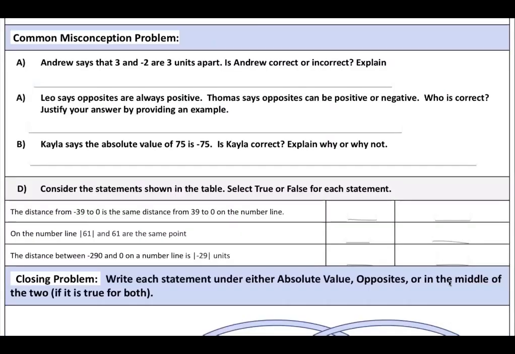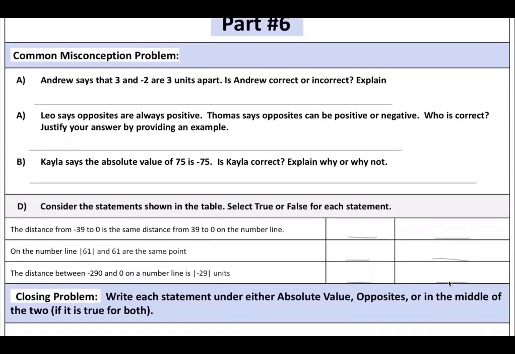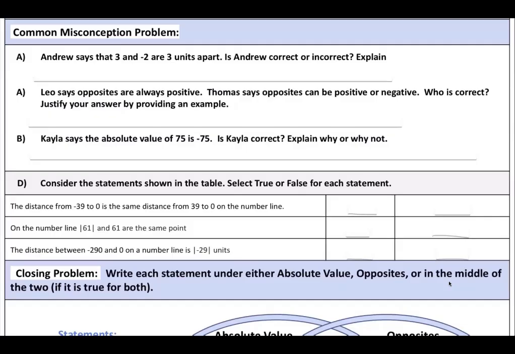All right, we're not going to go over all of the problems on page 6, but we'll go over a couple. Let's take a look at common misconception problem D. It says the distance from negative 39 to 0 is the same distance from 39 to 0. So negative 39 and 39 are opposites. They're both 39 spaces from 0. So that is true. The next one, on the number line, the absolute value of 61 and 61 are the same point. That is also true. Those lines around a number keep it positive. And then the last part of the table, the distance between negative 290 and 0 on a number line is negative 29 units. Nope. That is false.